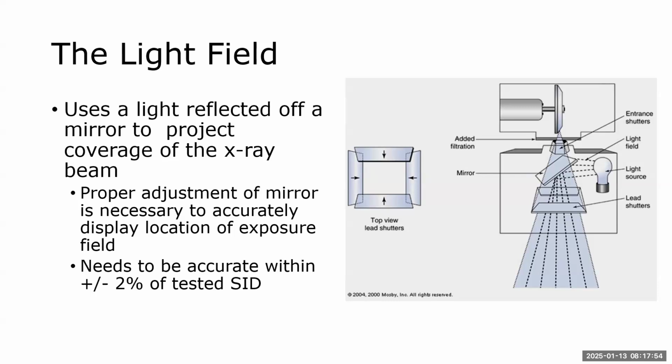The light, right? So if the mirror gets off, then where the light's being projected is not going to be an accurate representation of where the radiation field actually is. And so that's what we're going to be testing in a few weeks or a few months to see if it's accurate within plus or minus 2% of the tested SID.